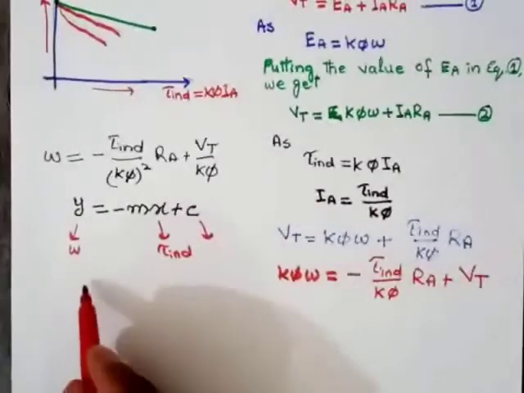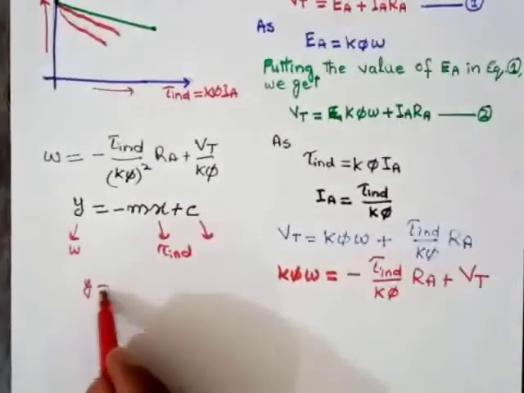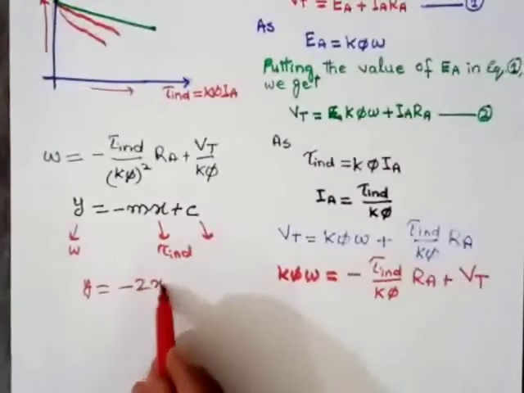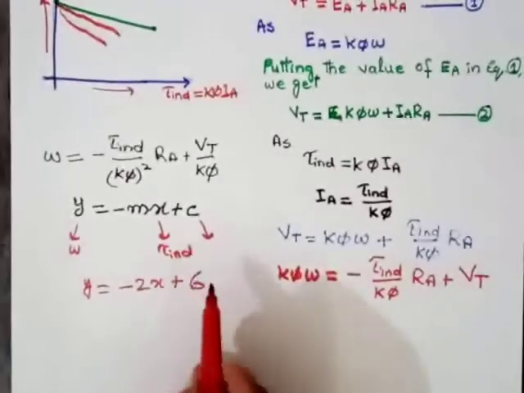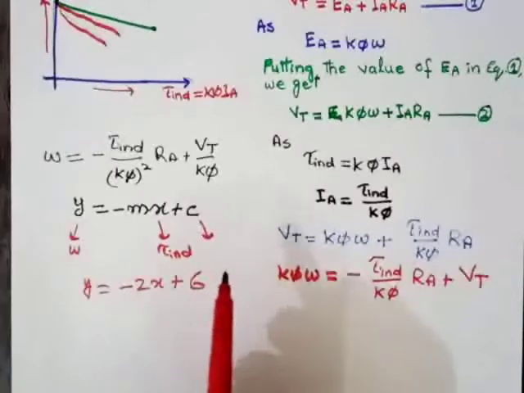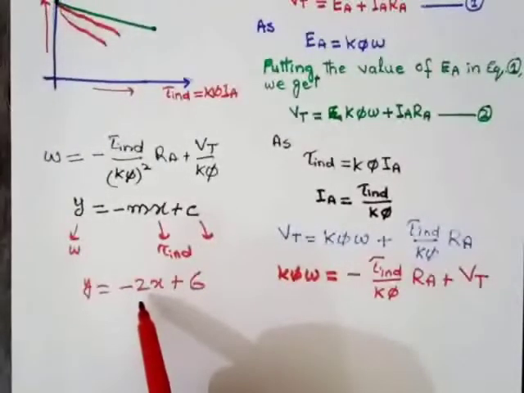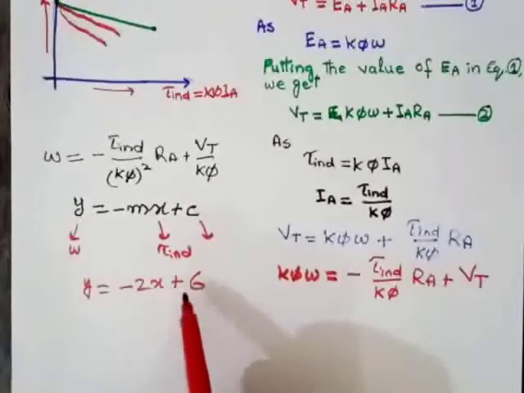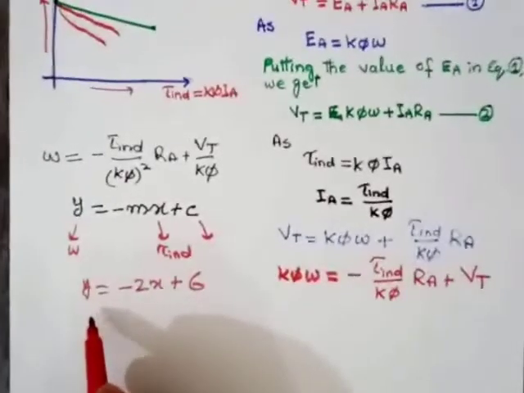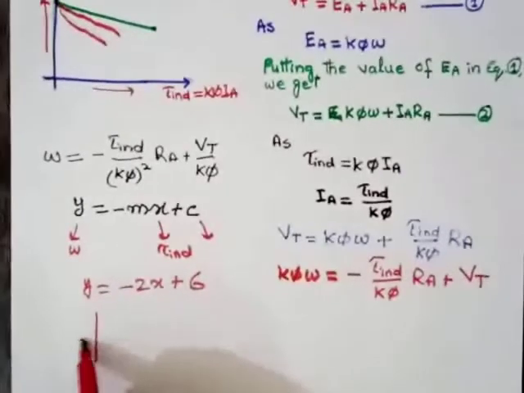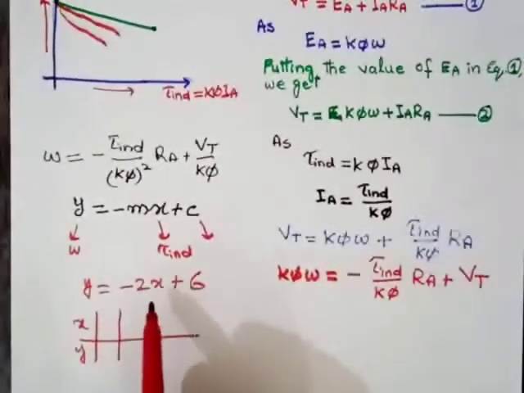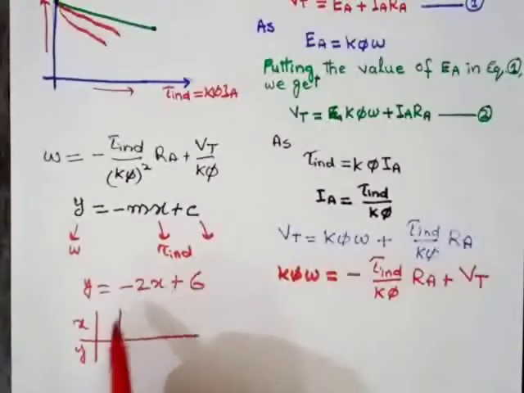Let's suppose the equation is y equals minus 2x plus 6. Let the constant be 6 and the value of m be 2. At the start, when we put the value of x equal to 0, that is tau induced equal to 0, then the value of y will be 6. Here is the x and this is the y.